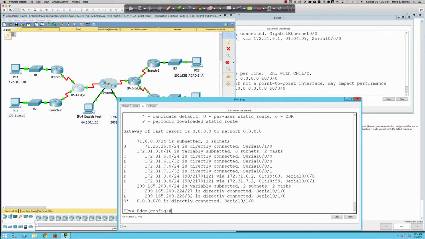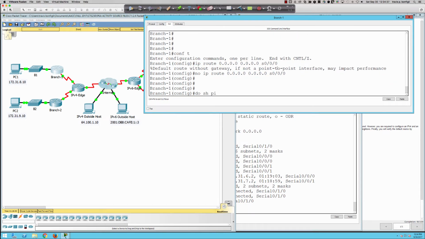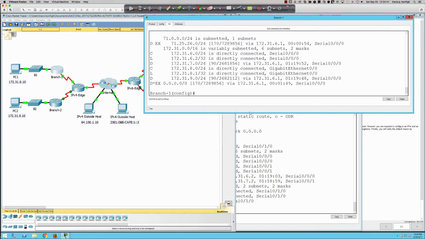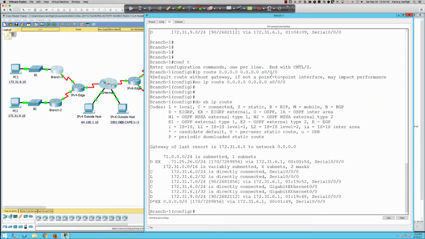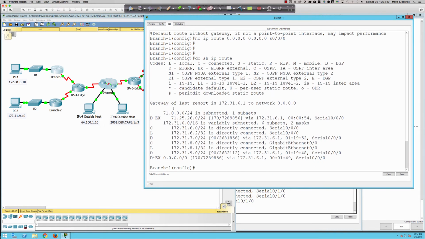But this is to show you that you need to think about this before you do this in a real world situation. Because now let's come down to branch 1. And on branch 1, let me say do show IP route. And what does branch 1 see? Whoops, and I didn't want to do that. Let's pull that back. What does branch 1 see? Exactly. Branch 1 now has a route. And what kind of route is this route? Why doesn't it show up as static here?